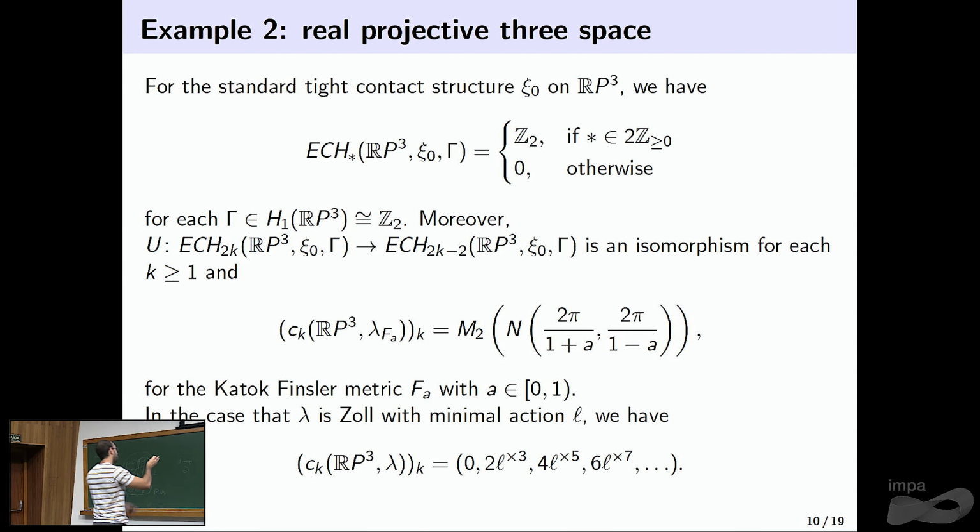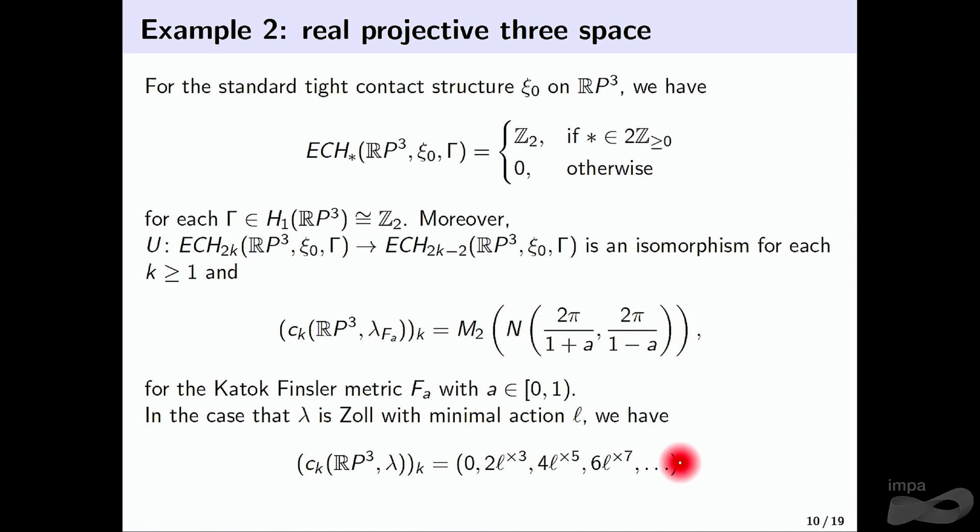So if you have a Zoll contact form on RP3, and you have this minimal action L, which is the action of a simple orbit, this is the sequence of the ECH spectrum. So 0, 2L, 3 times, 4L, 5 times, 6L, 7 times, and so on. And the reason that it is just even numbers is because for the round metric, you need to go twice to obtain a contractible orbit in the unit tangent bundle. Okay, so again, if you have any question, I would be glad to answer.